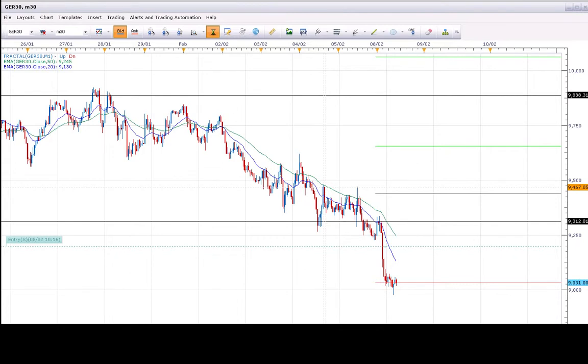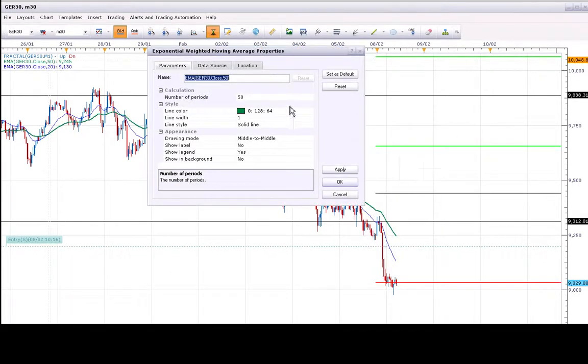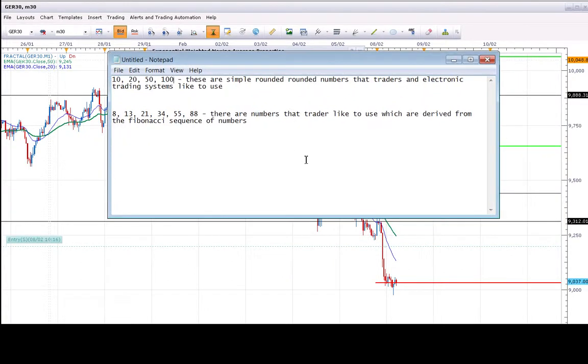So some examples of moving average settings. We had a look at a 50 period moving average, a 20 period. Was there any reason for that? Not really, other than they're simple rounded numbers and they're common numbers that traders use and electronic systems tend to use as well. There are other examples. I guess these are some of the common ones here. So 10, 20, 50, 100, 200. They're all pretty common.